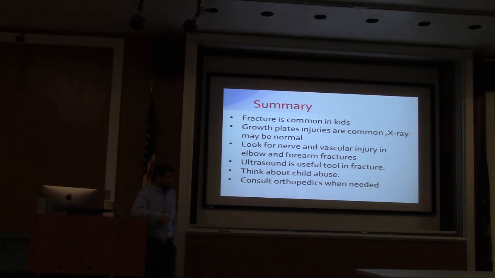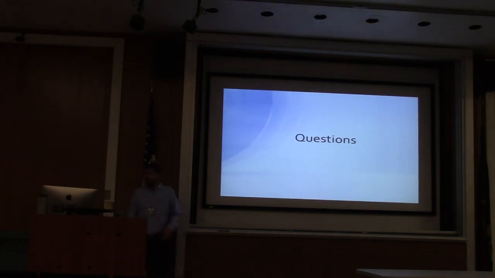Look for nerve injuries and do a full examination, including OK sign, gun sign, and scissoring of the fingers. Examine all the nerves involved and the injuries of the upper extremity. Ultrasound is valuable, and can help in diagnosis, reduction, and hematoma block. And if you have any of those fractures or high suspicion for child abuse, think about it, and consult orthopedics when it's needed.